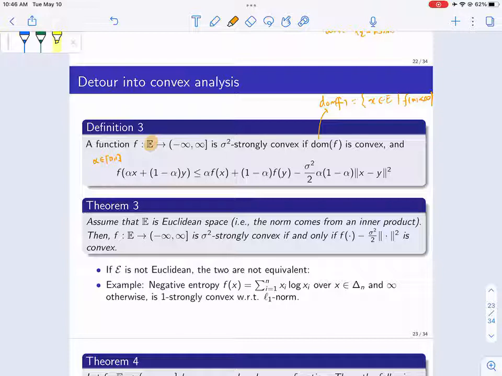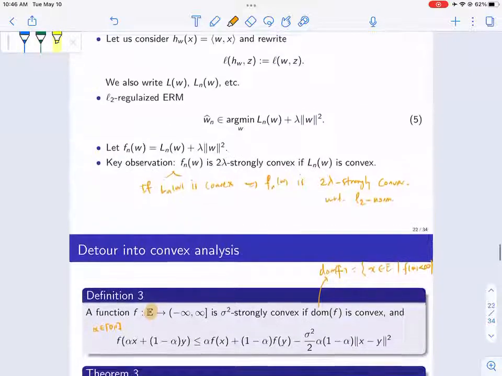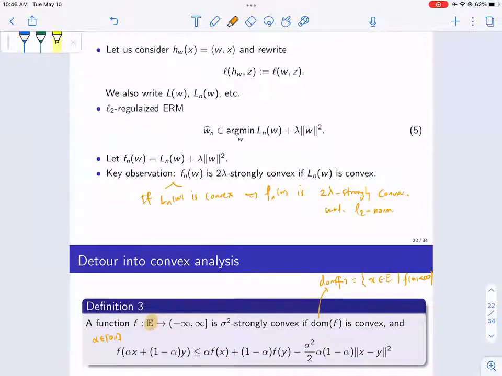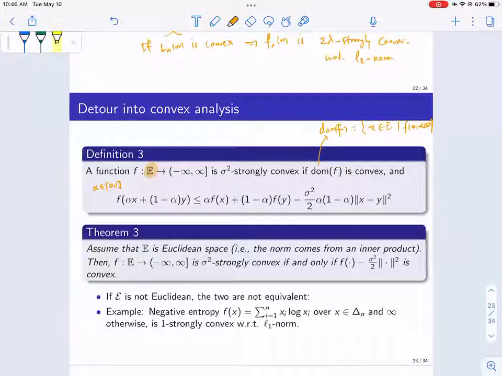But okay, I see that we're out of time. So next time I'm going to come back and continue. But with this definition, it's clear that if I add something like lambda times the norm squared, and if this is convex, now if I subtract, let's say, 2 lambda over 2 times the norm squared from this, it's still convex. So this has to be 2 lambda strongly convex.